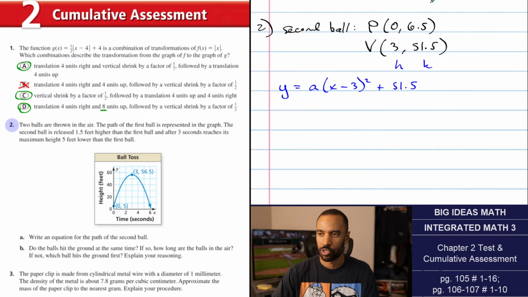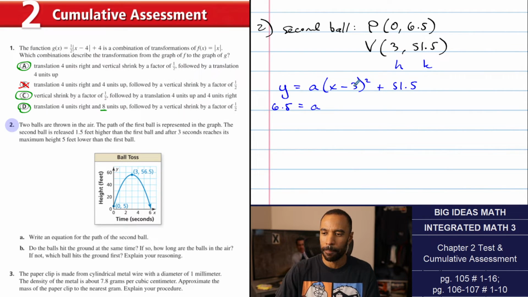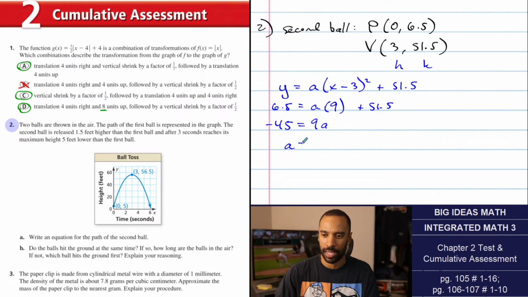This time we'll do a substitution. We'll substitute 6.5 in for y and 0 in for x. 0 minus 3 is -3. -3 squared is 9. So a times 9 plus 51.5. We get 9a equals 6.5 minus 51.5, which is -45. So we get an a value of -5.